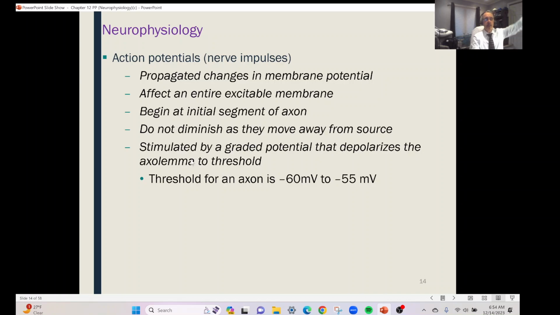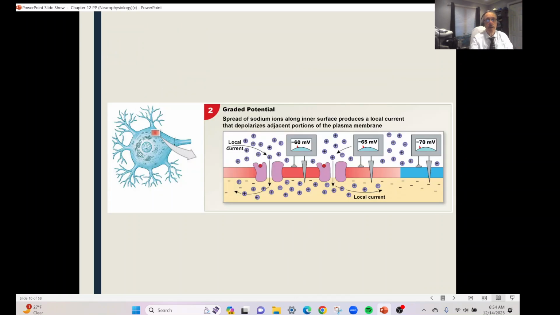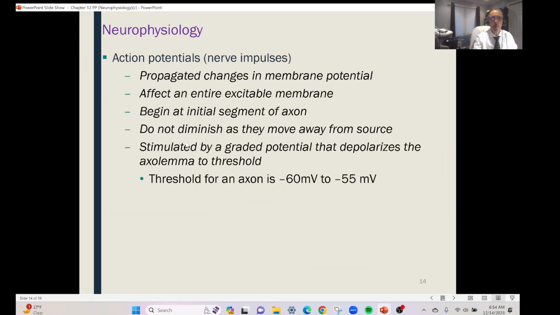So all I'm saying is, as the graded potential comes, let's go back a moment here. See how the graded potential would travel along the cell membrane of the cell body, and then once we get to here, the initial segment, that will now trigger an action potential, which would travel down the axon. And so that's all I'm saying.